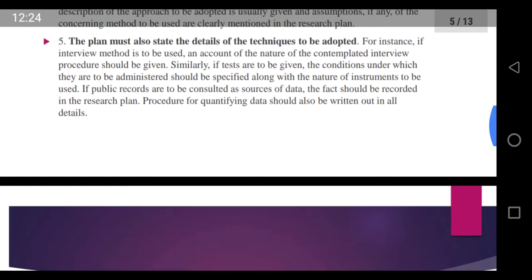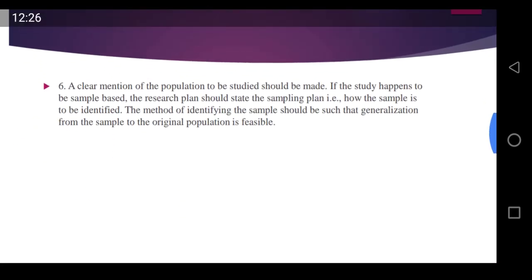Now, after that, friends, we are going to look at point number 6. What the sixth one is telling: a clear mention of the population to be studied should be made. Here, population means what kind of inputs and how many inputs you are going to utilize, and that should be mentioned here. If the study happens to be sample based, the plan should state the sampling plan. The method of identifying the sample should be such that generalization from the sample to the original population is feasible. Simple. I will tell it in a simple way.